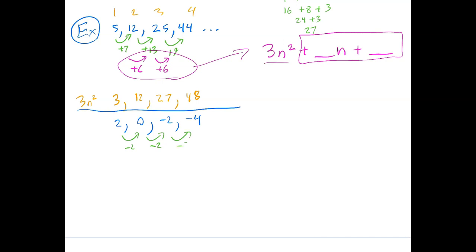So in terms of a y equals mx plus b, this is y equals negative 2x plus, and then again, I just do what was the starting term, right? Here's the first, second, third. The starting term was 4. So it's negative 2x plus 4. So negative 2n plus 4.